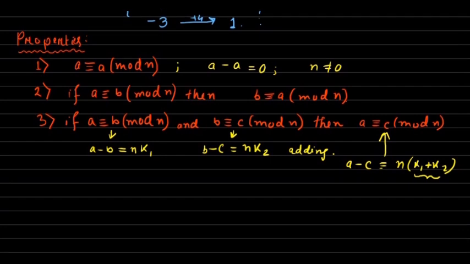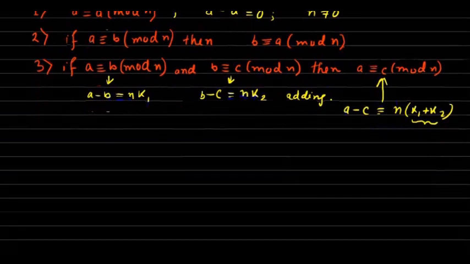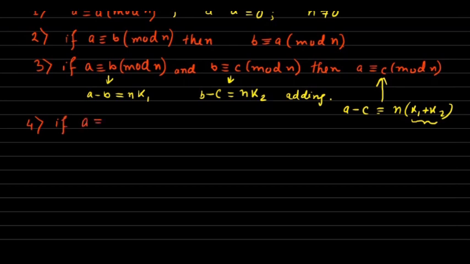Now coming to the fourth property. Fourth property says if a is congruent to b mod n, then we can add another integer to both sides, like a plus c is also congruent to b plus c mod n. I think it is clear to you.